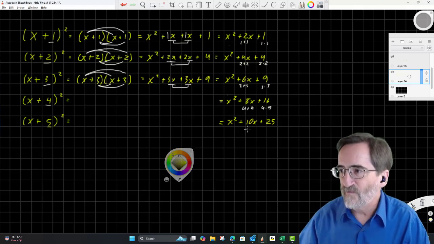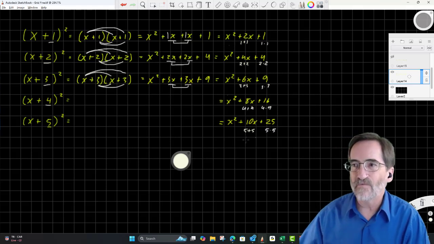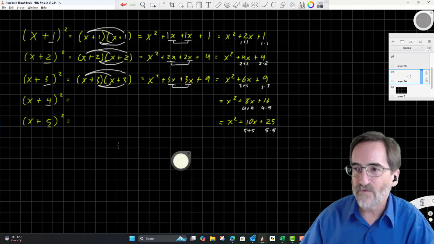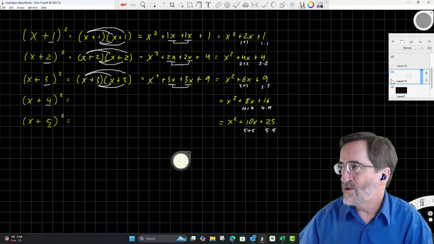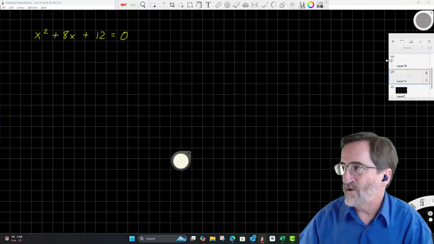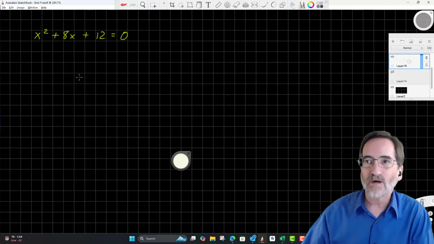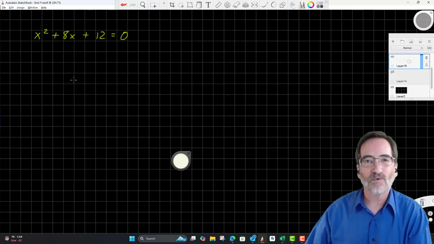Again, I get that from 5 plus 5 to make the 10x, and 5 times 5 to make the 25. So that's the pattern for completing a perfect square. Now let's use that to solve a problem. Here's the problem I'm going to solve: x squared plus 8x plus 12 equals 0.